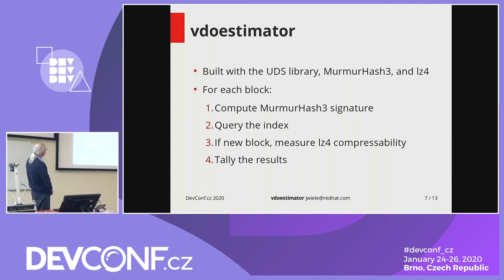So what it does is it basically does what KVDO does up to the point of writing to storage and keeping a block map. So we don't need that for this. You can run it over a directory tree. For each directory, it will read each file. For each file, it will read each block. For each block, it will do just what VDO does. It will compute a Murmur Hash 3 signature. It will query the index.